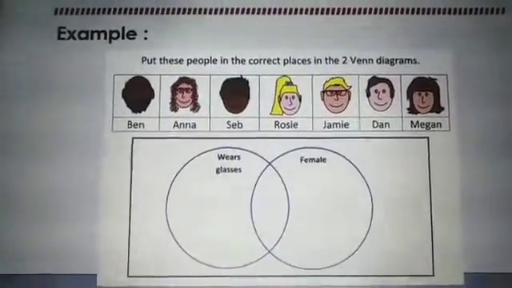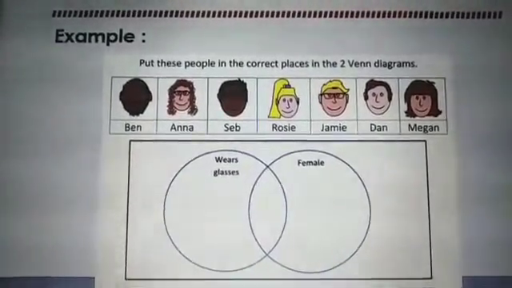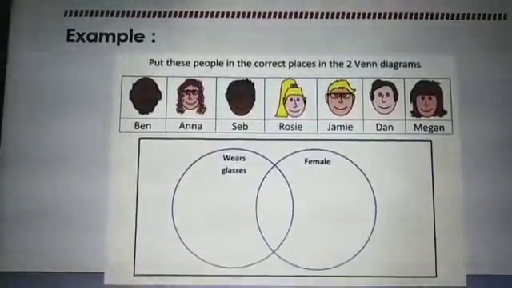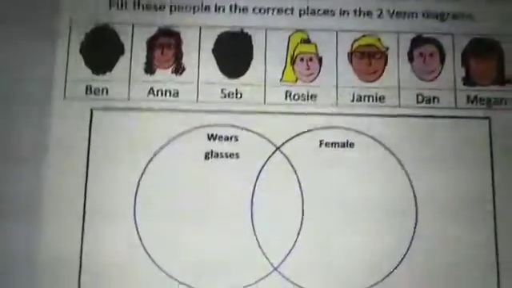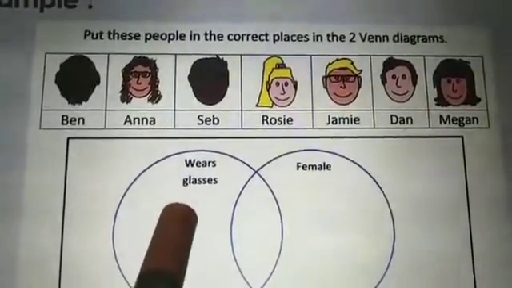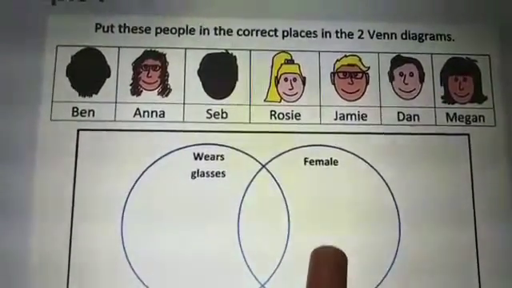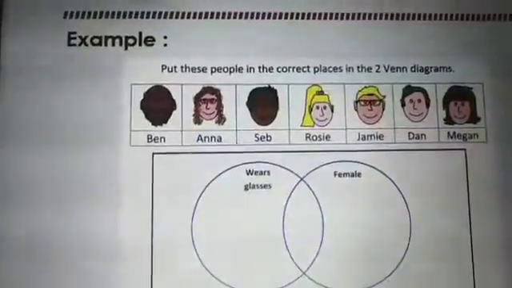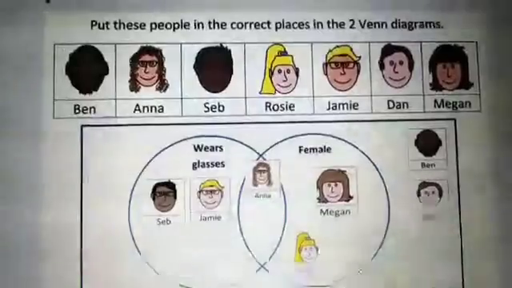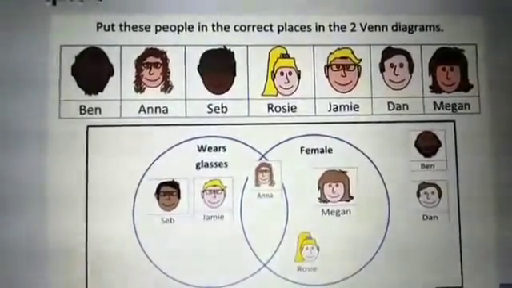This is an example that shows us how we can organize data using a Venn diagram. Put these people in the correct places in the two Venn diagrams below. As you can see, in the first circle, we have to put people that wear glasses. In the second circle, we have to put females. Now let's see together how we organize the data. So here is in detail how we put these people in the correct places in the Venn diagram.